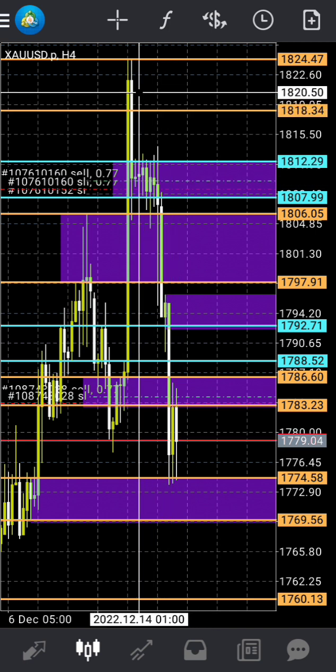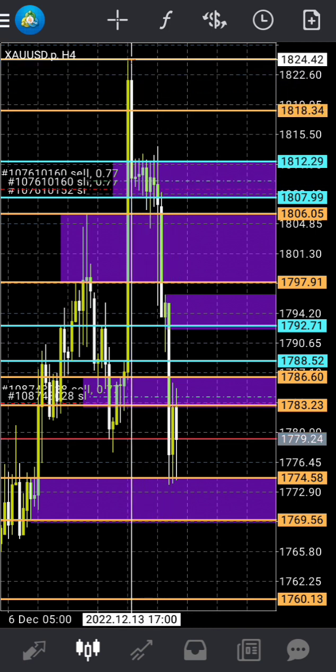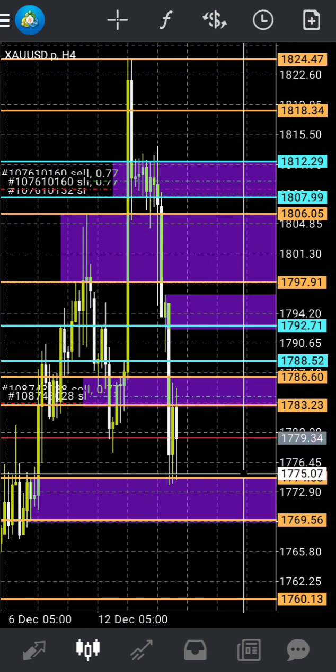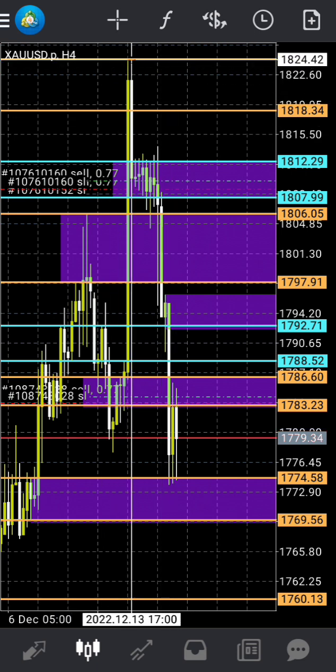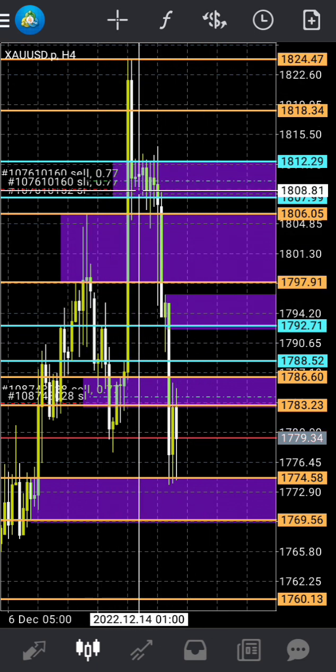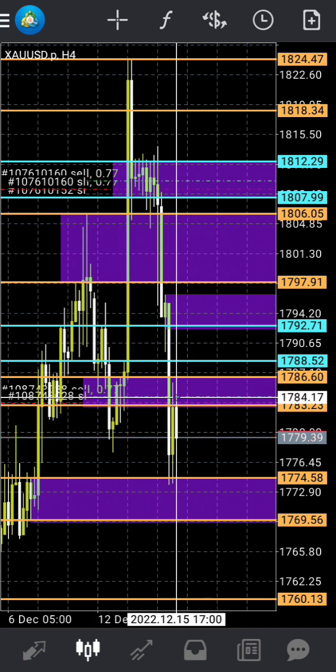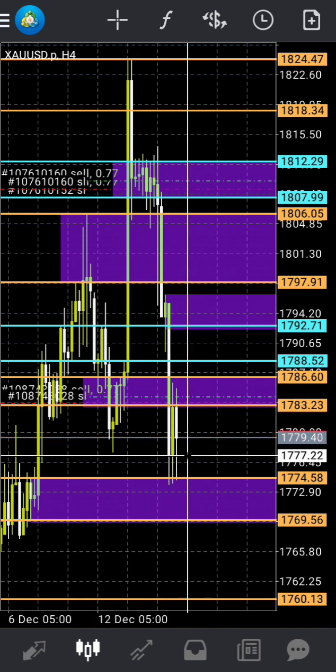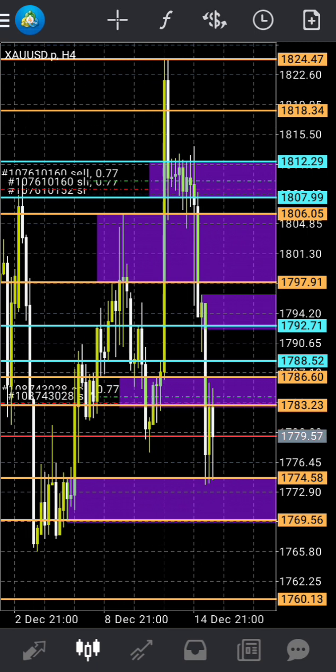So if you remember, we had an entry at 1824. Now it's about 400 pips. But I chose to close the big profit and the profit in the middle here. And I left the top here and I re-entered a sell here again.